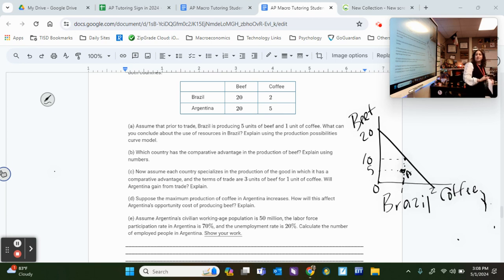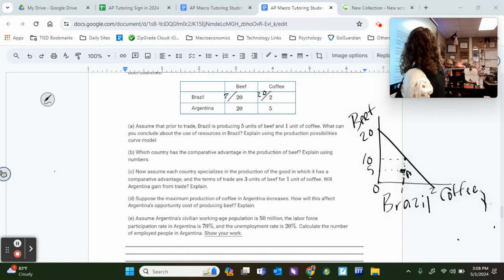All right, which country has the comparative advantage in producing beef? Explain it using numbers. Is this an input problem or an output problem? Output, because it says this can be produced by each country. It's an output. What's the saying for output? Other on top, other over. So for Brazil, other comes over: 2 over 20. Other goes over 20 over 2. For Argentina, 5 over 20. Other goes over 20 over 5.